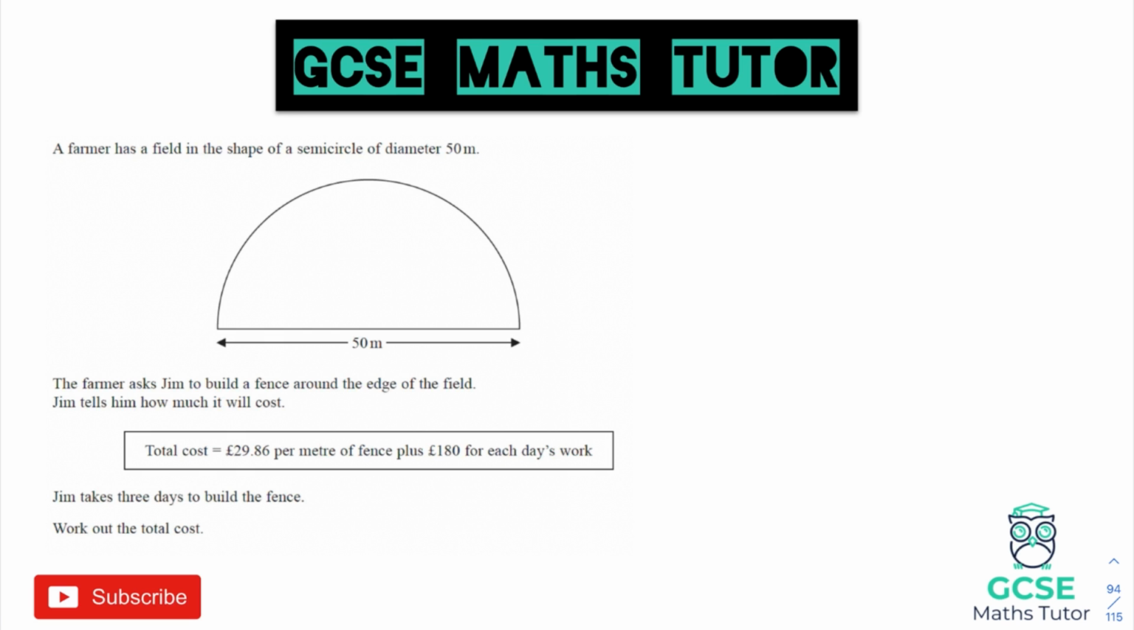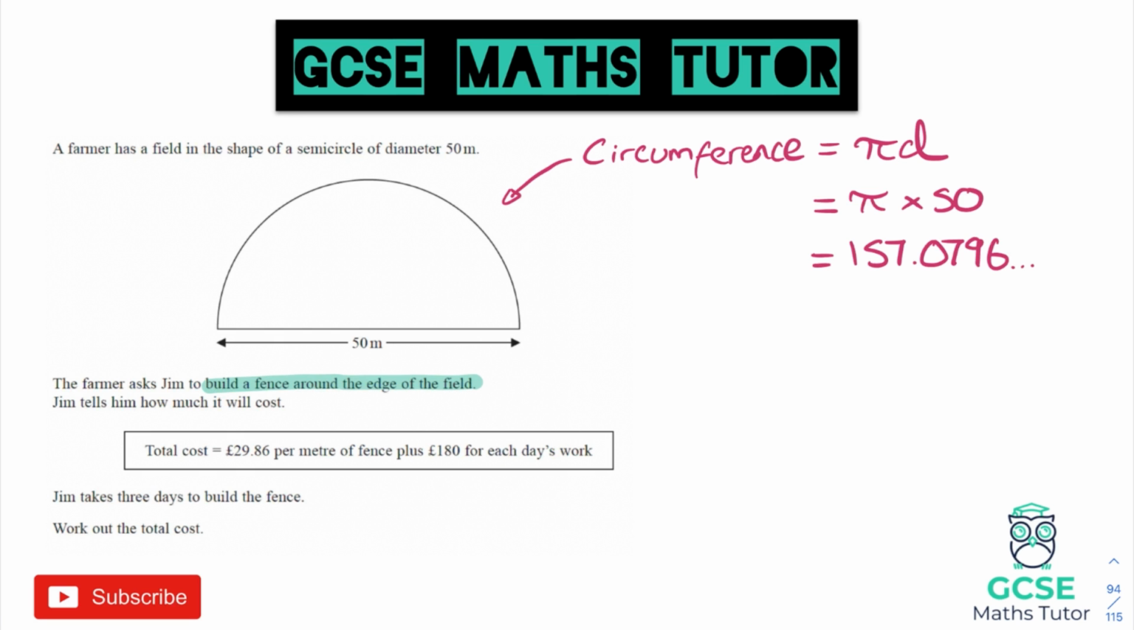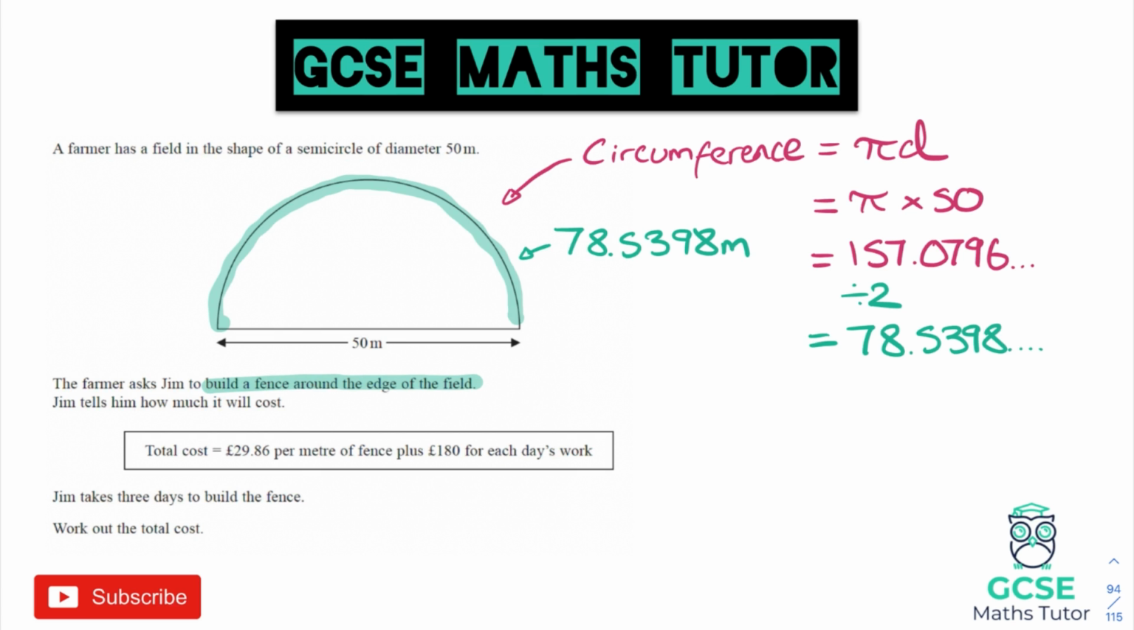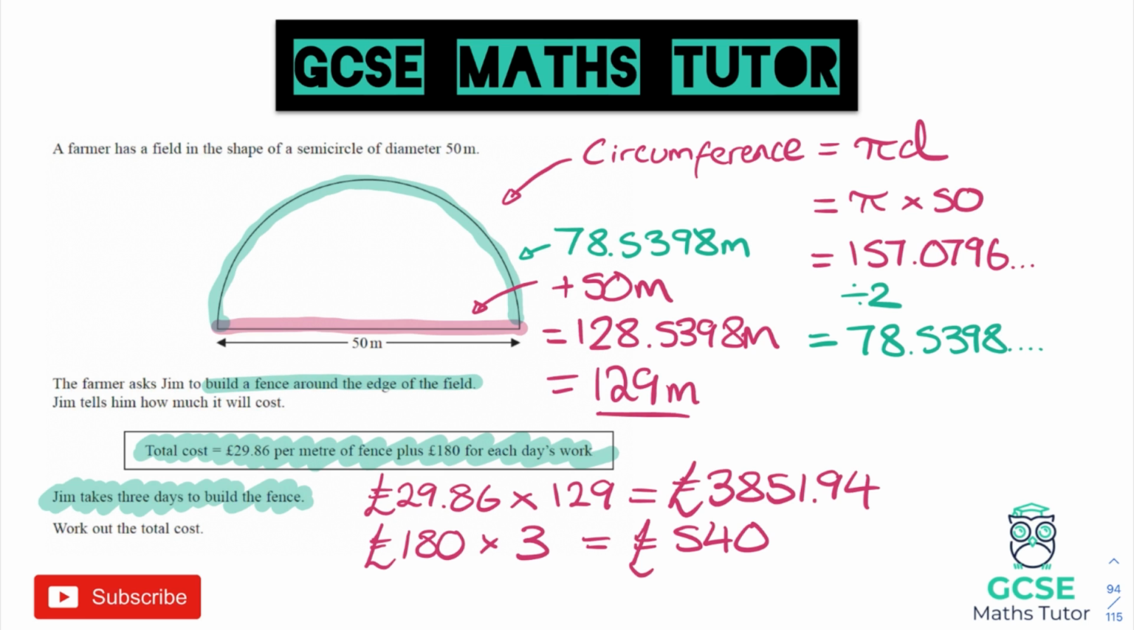If you are looking at semicircles and other parts like the circumference, remember that circumference is pi times diameter. This was asking us to look at the perimeter all the way around, so we halved the circumference, and then for the perimeter we also added on that length of 50. So don't forget, with the perimeter of a semicircle you also have that diameter to add on.